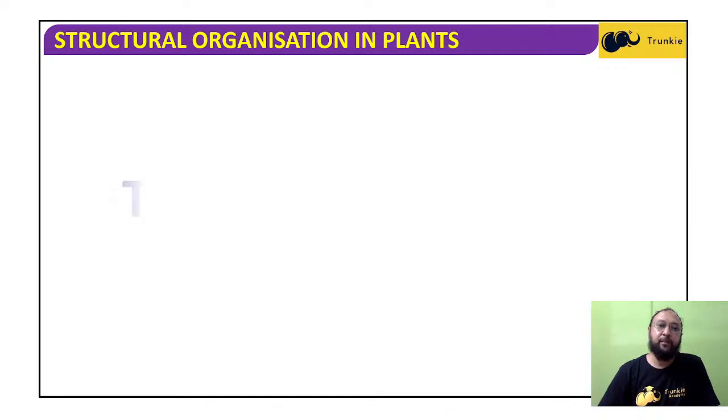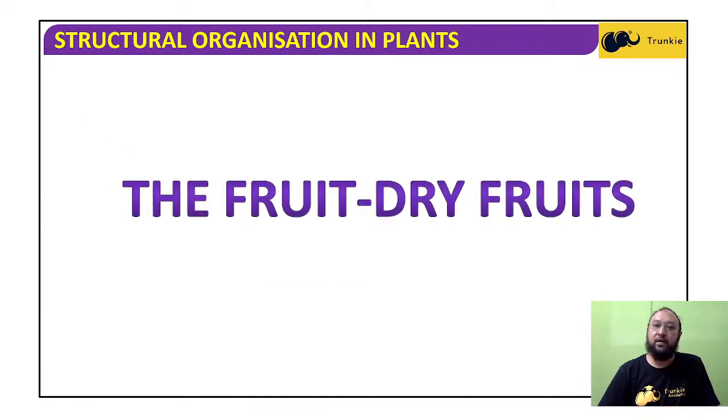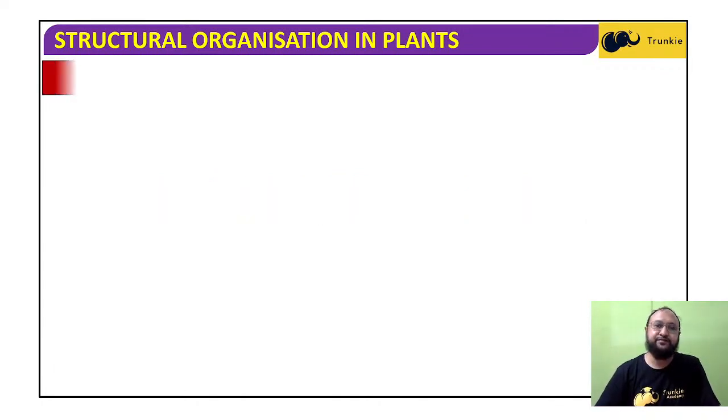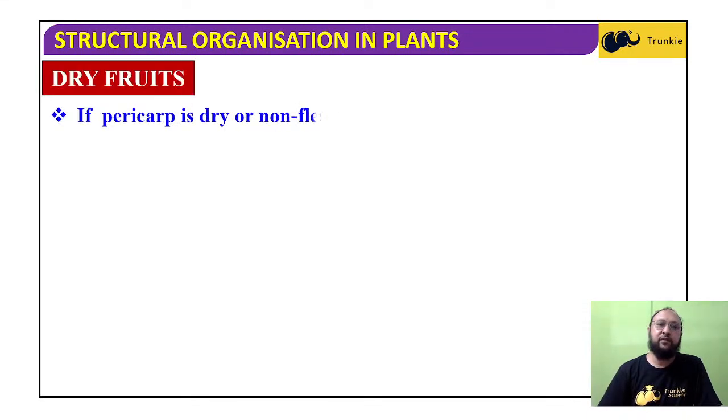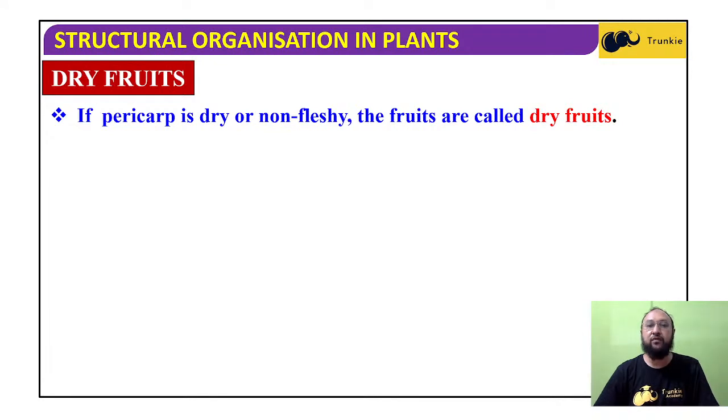Now, in the case of dry fruits, there is little modification and there are changes in the structure. If the pericarp is dry or non-fleshy, the fruits are called dry fruits.